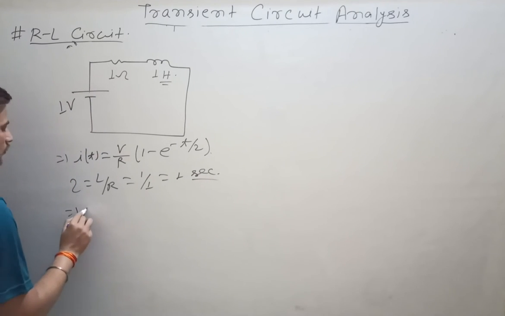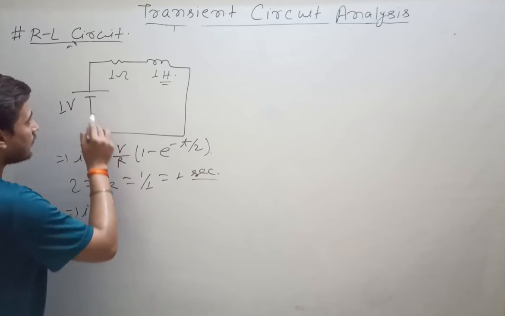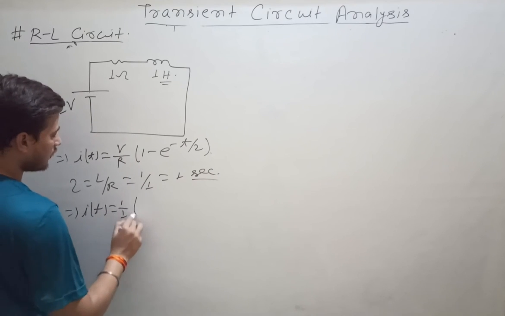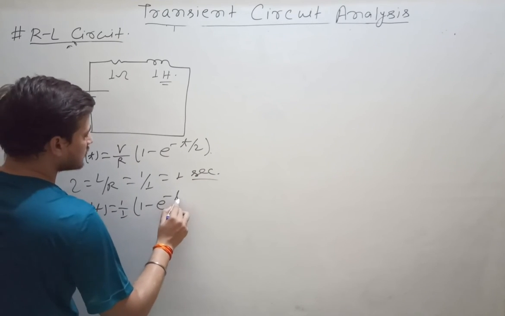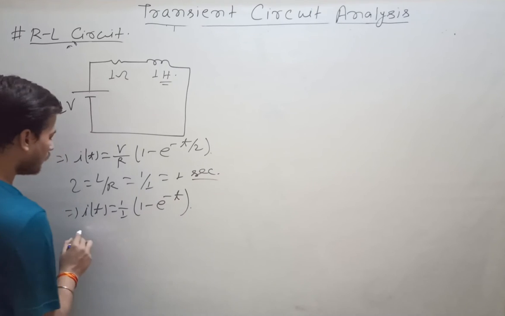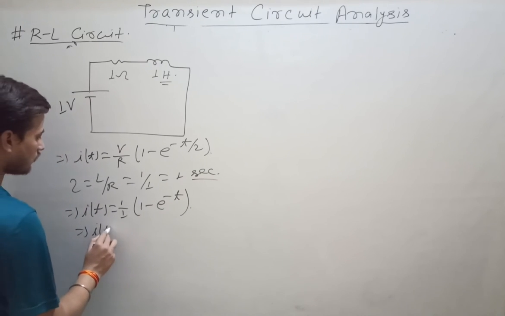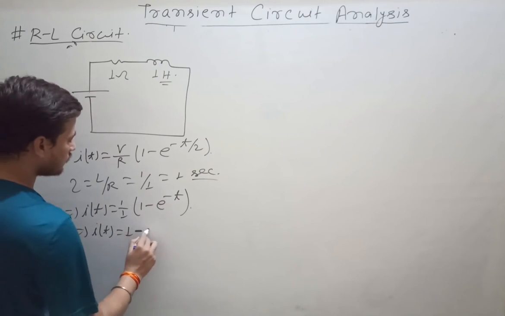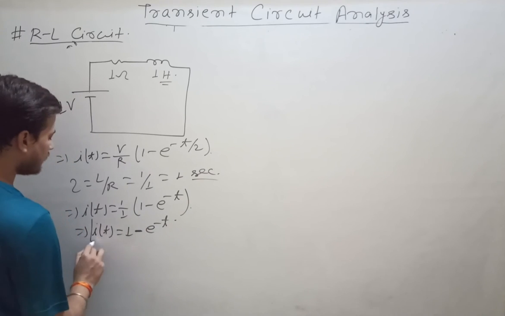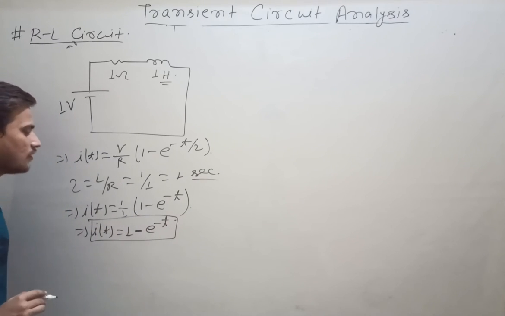So you write IT will be equal to V by R, that means 1 by 1, into 1 minus e to the power minus t by tau. Tau is equal to 1. So IT is equal to 1 minus e to the power minus t.